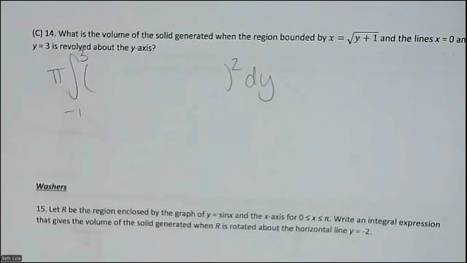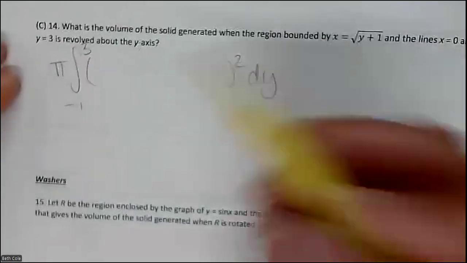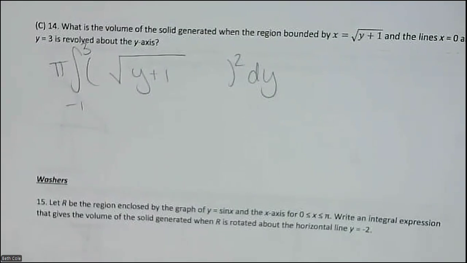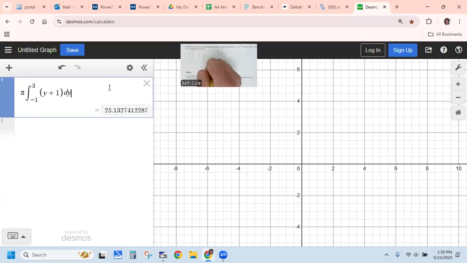And it's right graph minus left graph. So the right graph is that square root of y plus 1. And your left graph is the axis, which is 0. And then I'm going to just put that in the calculator. Do you see how the square root and the squared would cancel? When I go to type it in, I'm not going to actually type the whole square root because that's annoying. All right, -1, 3, y plus 1, dy. And that rain is coming down. All right, 25.132.